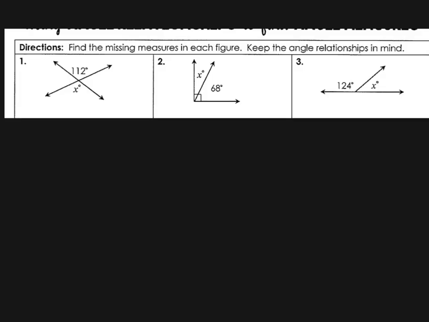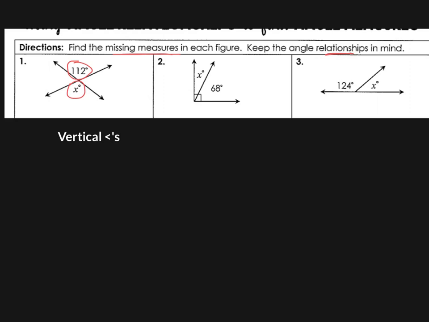First, we're just going to attack the basic numerical versions. And what I see here, I see this x degrees and 112 degrees. And the instructions ask me to find the missing measures in each figure and keeping the relationships in mind. So let's keep our problem-solving process in mind. First, let's define the relationship between x and 112. These angles have a vertical relationship, and vertical angles are always congruent.